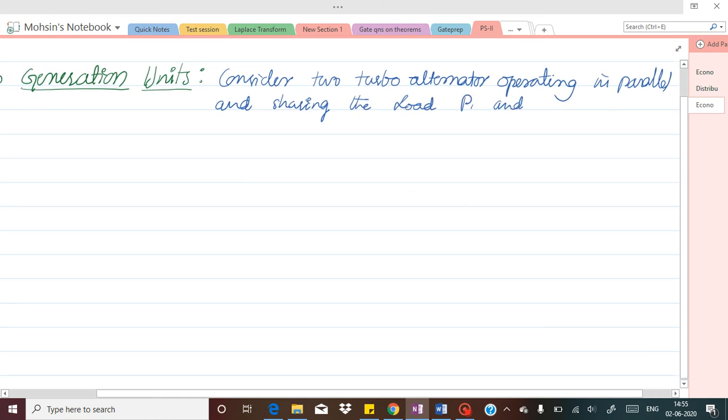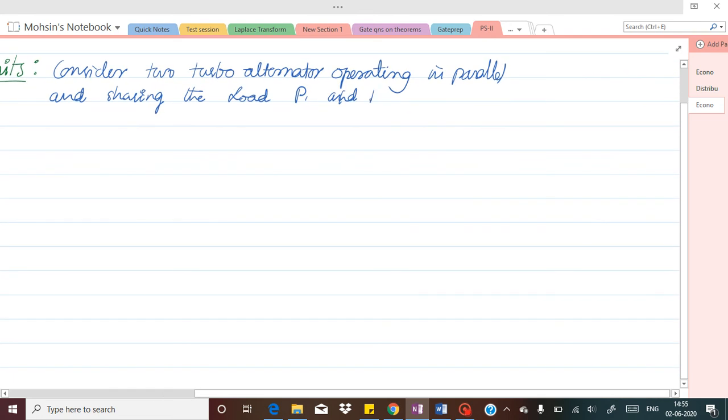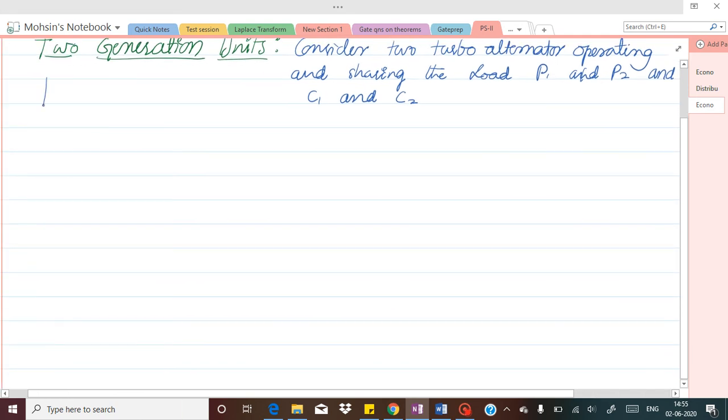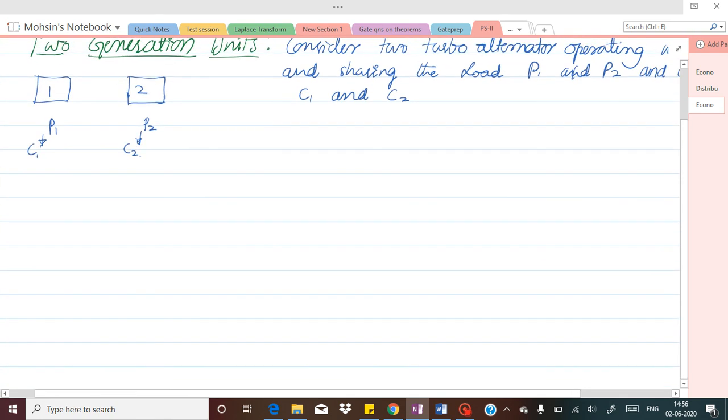sharing the loads P1 and P2, and costing C1 and C2. Suppose there are two units, unit 1 and unit 2, in a plant. Here unit 1 is sharing a load of P1 and unit 2 is sharing a load of P2 out of the total load, and the cost for that sharing is C1 for unit 1 and C2 for unit 2. Now this is the situation.